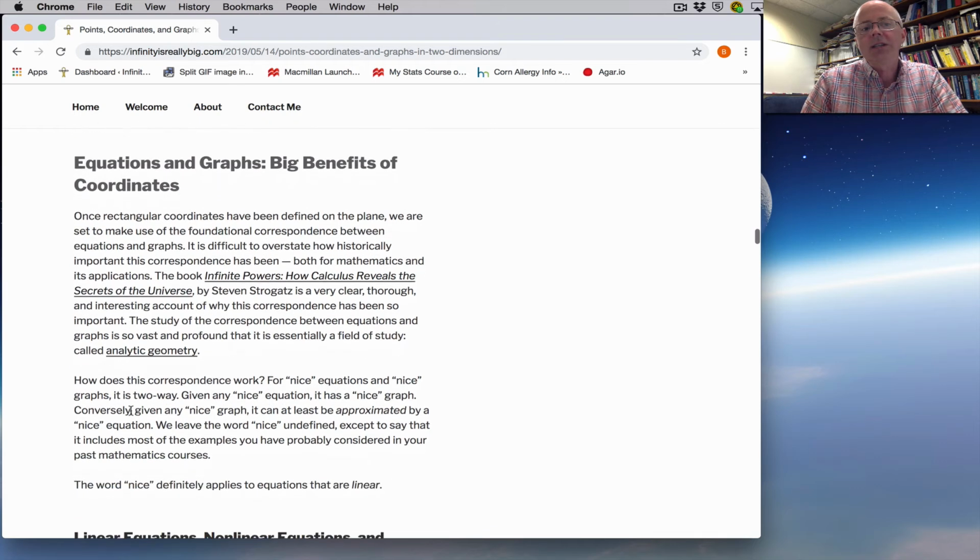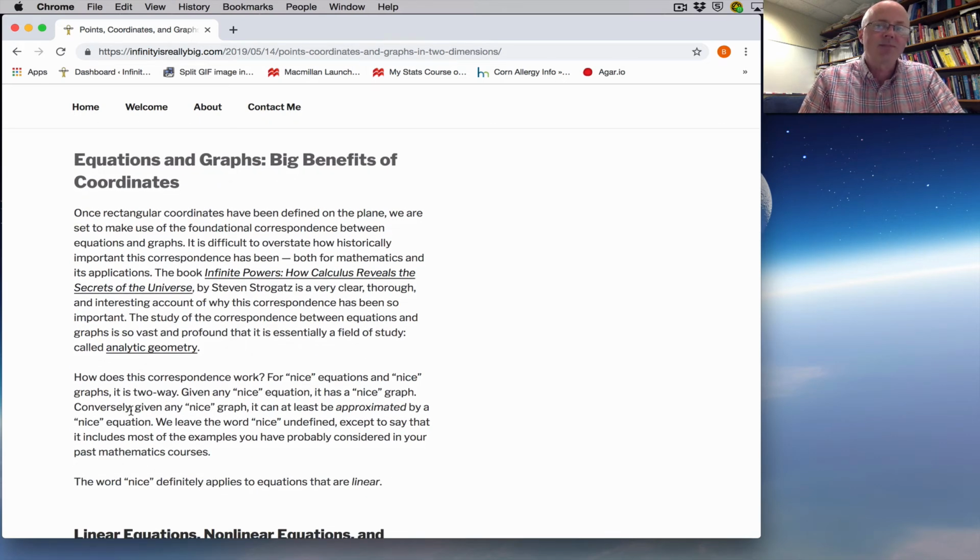All right, this section gets into equations and graphs. The point of coordinates, pun intended. There's lots of puns with this stuff. Big benefits, and this is actually something that really comes out in this book, Stephen Strogatz's book: that coordinate systems, rectangular coordinates, the subject of analytic geometry, and relating it to algebra was the real key that started the scientific revolution.